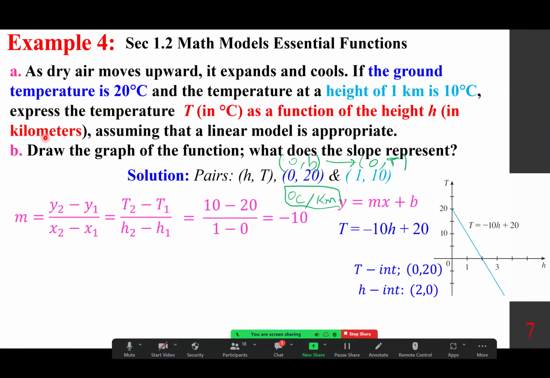And I'm going to assume everybody can graph this nice and easy. Okay, (0, 20), (2, 0). And by the way, the h and t don't have to have the same scale. And here's the graph. Okay. And we don't go to the left of 0 because this represents the height, the x-axis, which is now the h-axis. So we don't go negative.